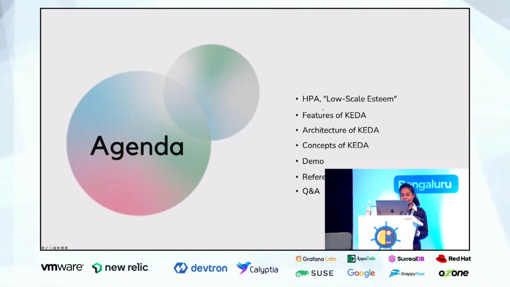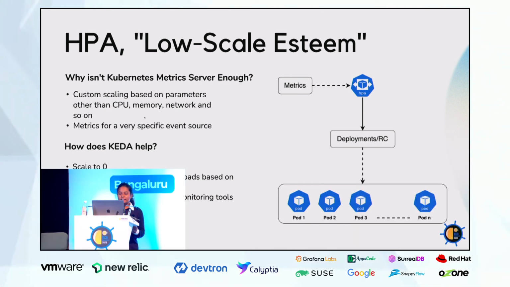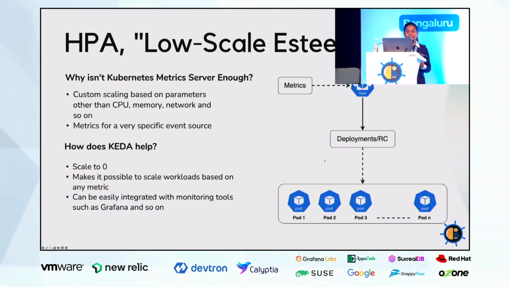Moving on, this is our agenda. So here we have, as the title suggests, HPA low scale esteem. Now why the title? To know about that a bit, we would want to know what HPA is. HPA is basically a component of Kubernetes, which allows you to scale your deployments, replica sets, or any kind of stateful set based on kube metrics server metrics, such as CPU, memory, or network I/O. But why have I written here low scale esteem? There's a reason for that.